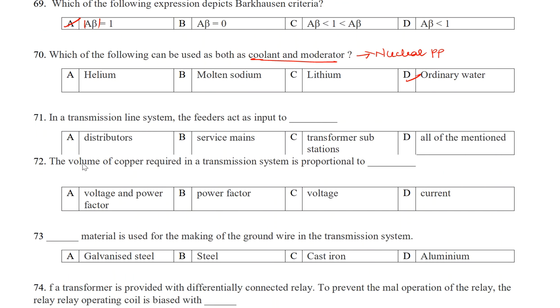In transmission lines, the feeder acts as input to the distributors. Feeders are designed based on their cross-section area. Cross-section area implies current carrying capability. A feeder will have no tappings.